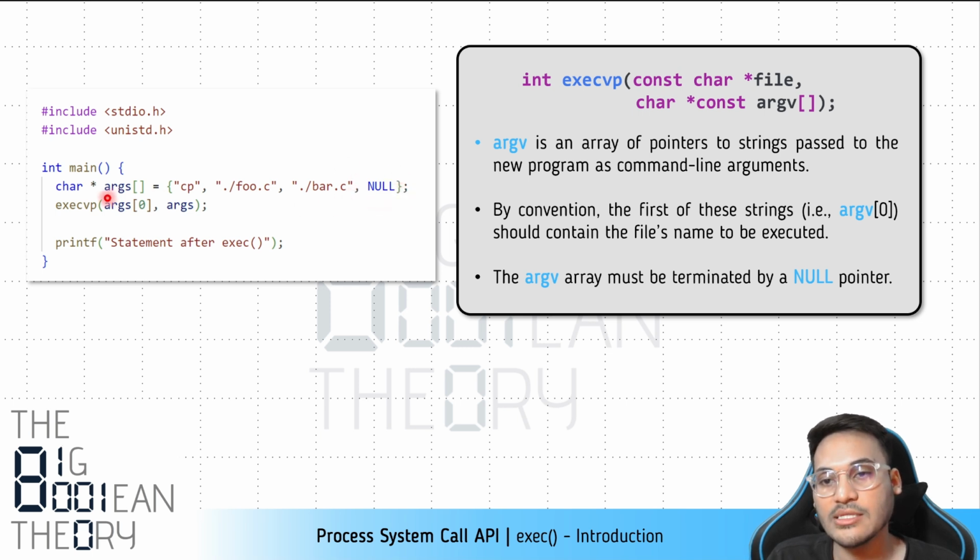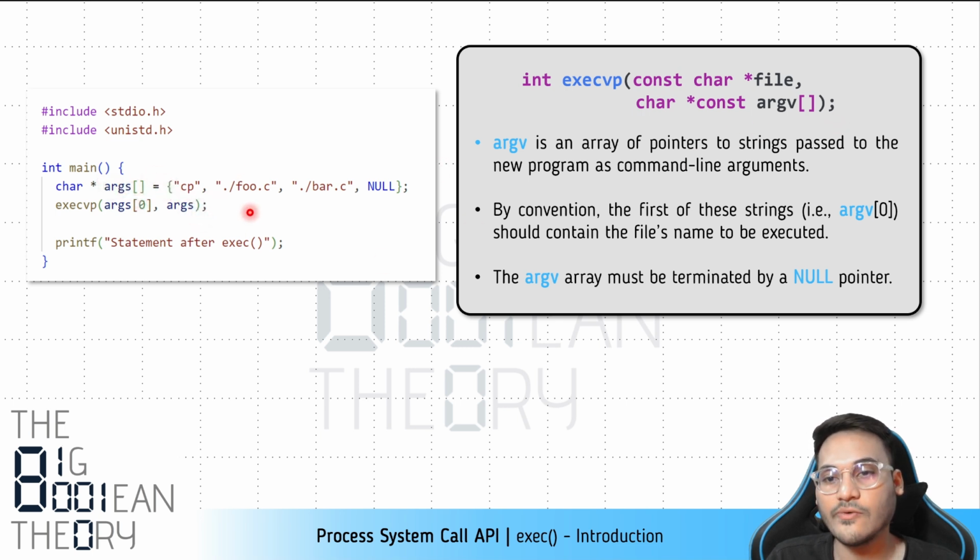Here in this case, as you can see, args is an array of pointers to character arrays, or strings in C. The convention that we have to follow is that the first element of this array should be the file name, followed by the actual arguments that will be passed to the program binary that we want to execute. So foo.c and bar.c will be passed to cp, and you have to terminate this array by a null pointer. We are passing the first element, that is arg0, as the file name, and then we are passing the whole array in place of this argv.